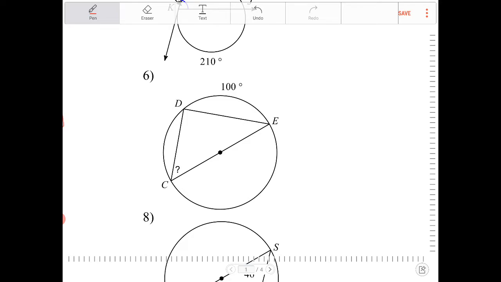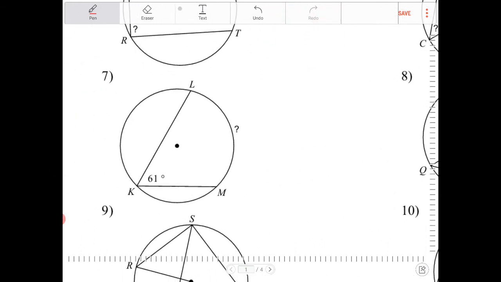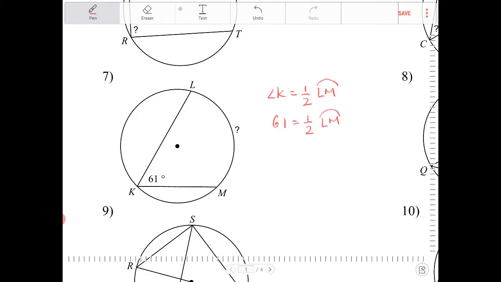Angle C intercepts arc DE, so therefore angle C will equal 50 degrees. Again, it's half. Angle K intercepts arc LM, so angle K is equal to half of arc LM. Since I know what angle K is, and that's 61, and I'm asked to find out what LM is, I'm going to multiply both sides by 2. So LM will equal 122 degrees.